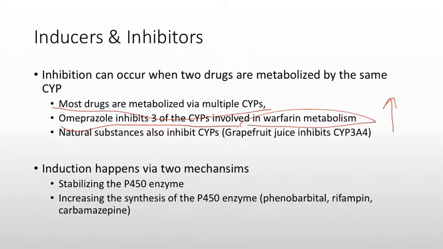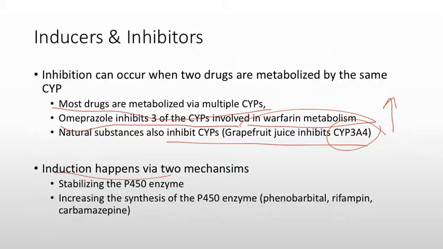There are also natural substances that inhibit cytochrome P450. For example, grapefruit juice is a potent inhibitor of CYP3A4. Other natural substances that interfere with cytochrome metabolism include St. John's wort, milk thistle, a bunch of things, and the way they interact will be different for each one as well. Now, induction is another phenomenon that happens.